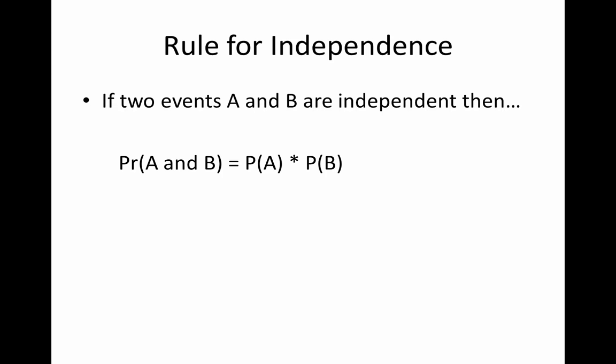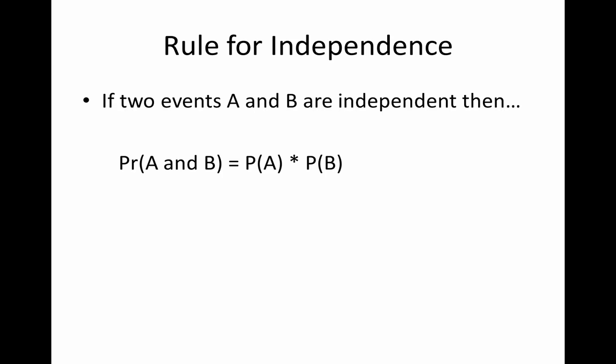So we mentioned one rule for independence in class, where we said if two events A and B are independent, then the probability of A equals the probability of A given B, and it also equals the probability of A given not B. But there's another rule of independence.